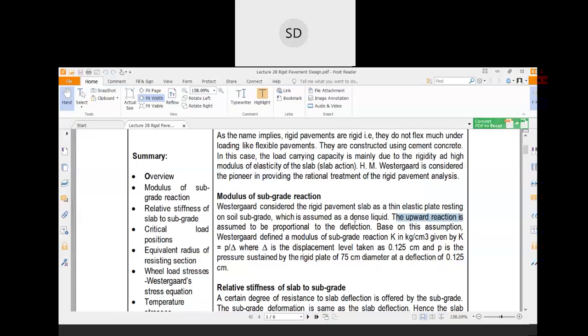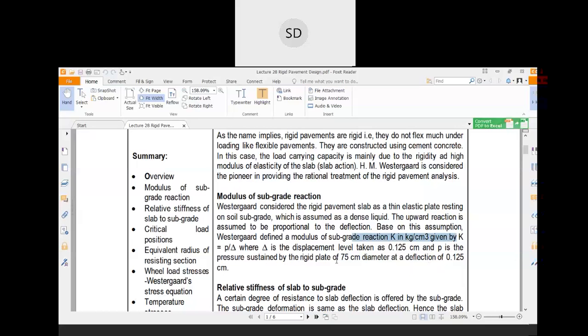Now, the upward reaction is assumed to be proportional to the deflection. So, based on this assumption, Westergaard defined a modulus of substrate reaction K in kg per centimeter cube given by K equal to P by delta, where delta is the displacement level taken as 0.125 centimeter and P is the pressure sustained by the rigid plate of 75 centimeter diameter at a deflection of 0.125 centimeter.